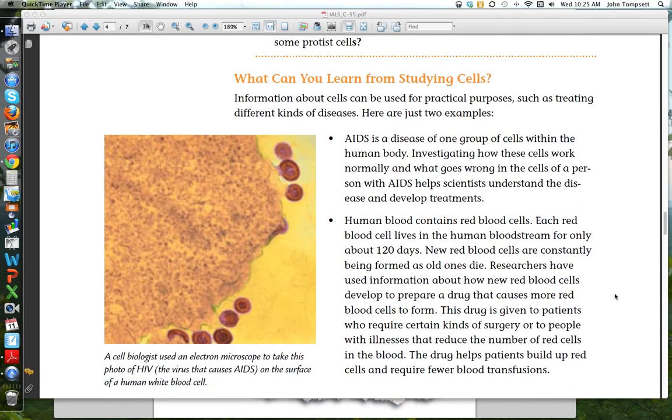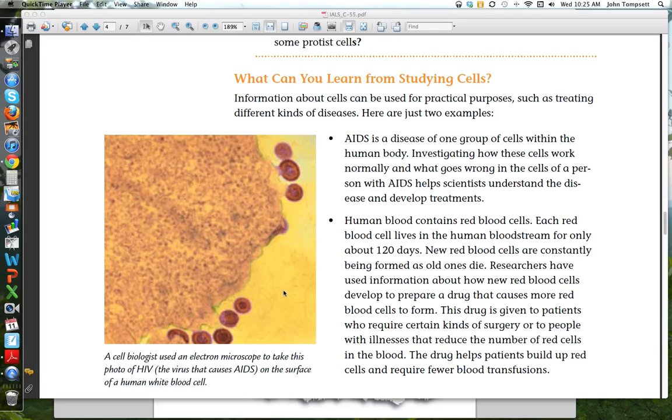Human blood contains red blood cells. Each red blood cell lives in the human bloodstream for only about 120 days. New red blood cells are constantly being formed as old ones die. Researchers have used information about how new red blood cells develop to prepare a drug that causes more red blood cells to form. This drug is given to patients who require certain kinds of surgery or to people with illnesses that reduce the number of red cells in the blood. The drug helps patients build up red cells and require fewer blood transfusions.